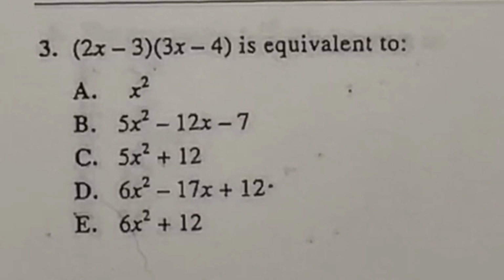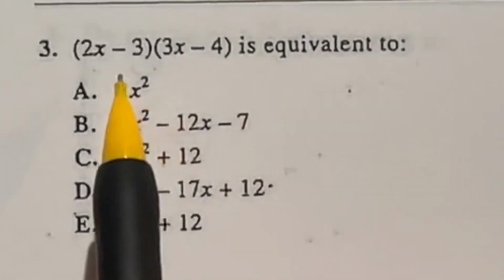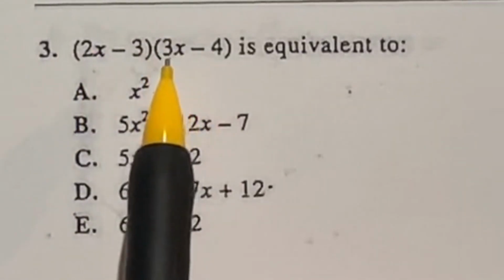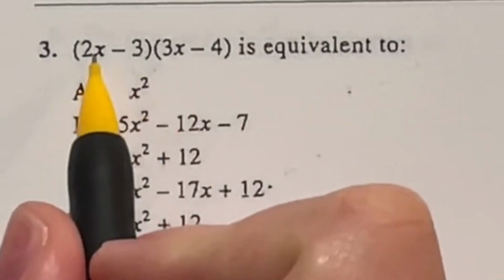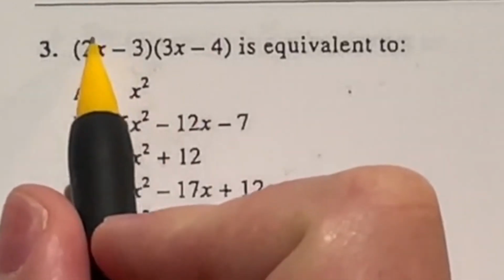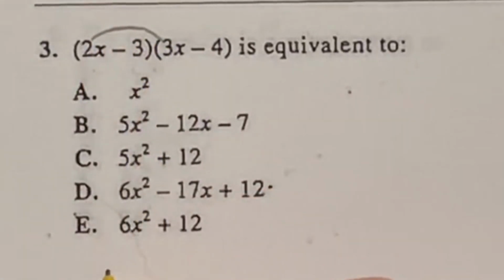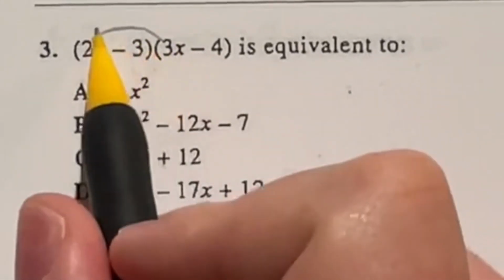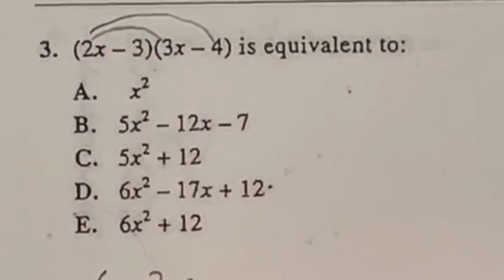When people talk about a FOIL question in mathematics, this is what they're talking about. It's when you're actually just distributing two terms out like this, or maybe even more. But in this case, the F in FOIL stands for first. So we do 2x times the 3x to give us 6x squared. Then we do the outside numbers, which would be 2x times the negative 4x, giving me negative 8x.